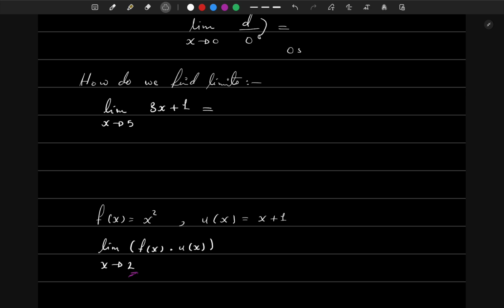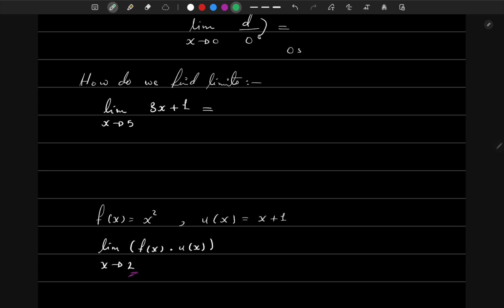Now, going back to the topic at hand, how do we find limits? Well, the basic concept of finding any limit is substitution. Just as we find the function at any value by substituting that value, we find the limit of any function when x approaches a value by also substituting that value.